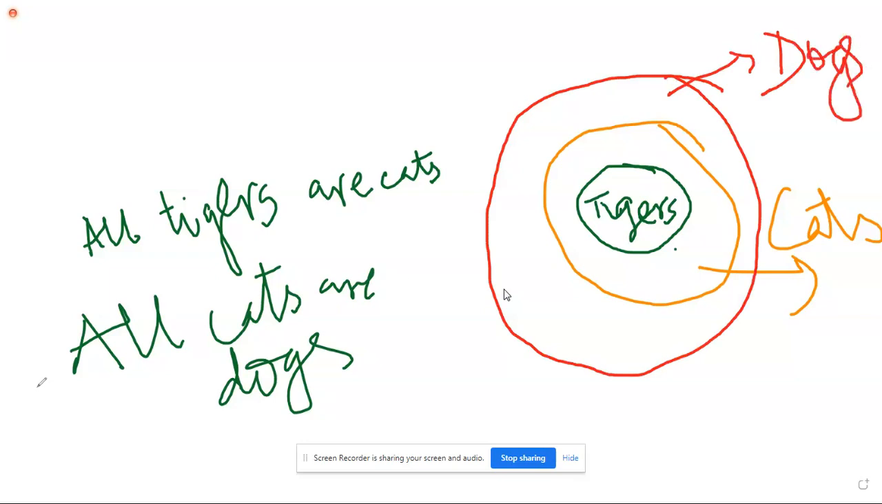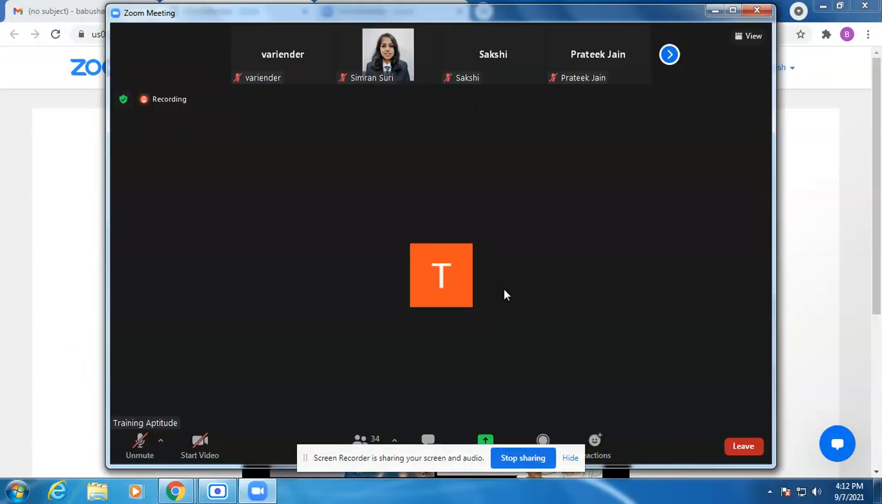If I say all cats are dogs, then all dogs are not necessarily cats. Opposite is not true. But yes, if all tigers are cats, then all tigers are also dogs. Are you getting my point? Because dogs is an overlapping, much bigger set. It will become clearer with more questions and examples. So these are certain expressions that you might be using extensively while trying to understand syllogisms.